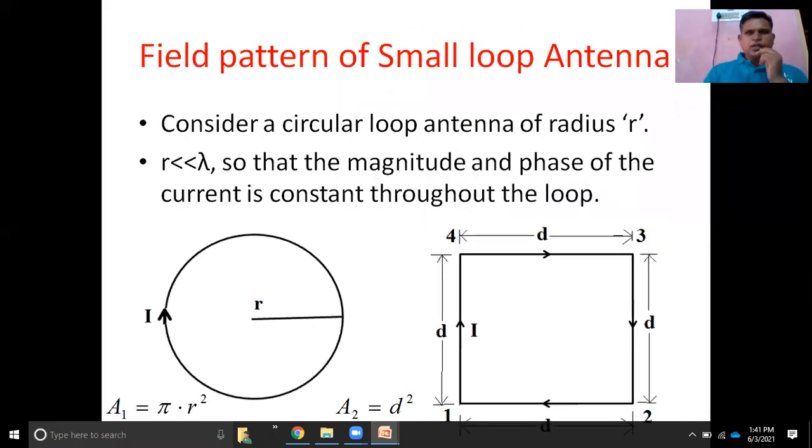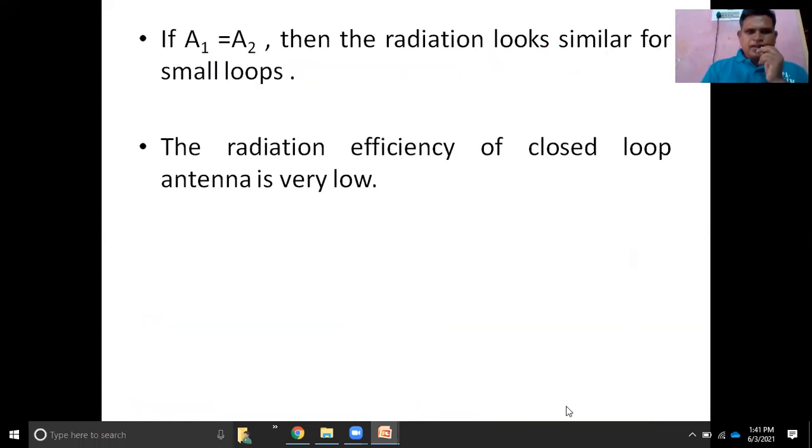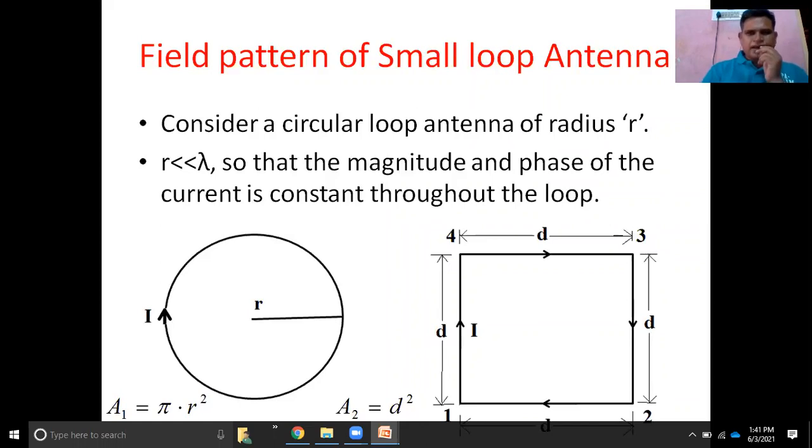Also we have seen, suppose we have a circular loop antenna and a square loop antenna, if the area of the circle and the square are similar, then they have the same radiation pattern. Here, let us say R is the radius of this circular antenna, and 2R is the diameter. If the diameter is approximately equal to the side of this square, we can say that these two antennas have the same radiation pattern.